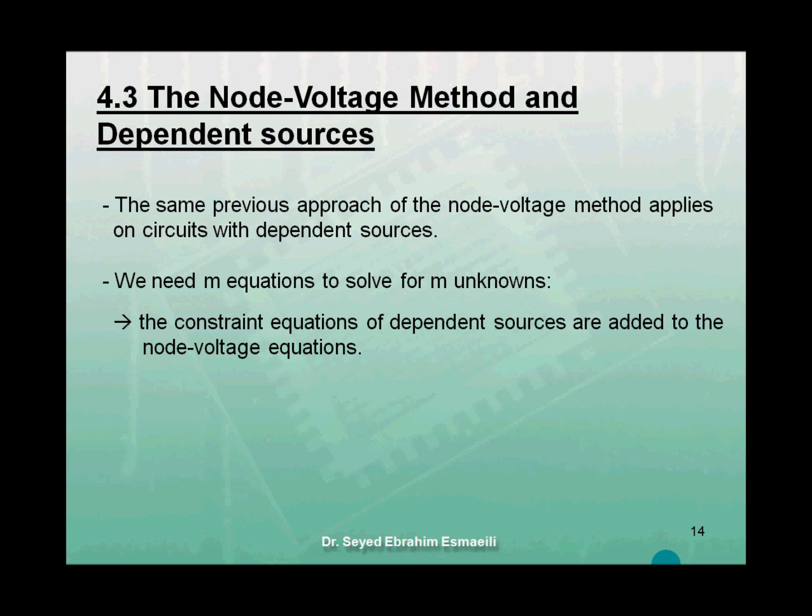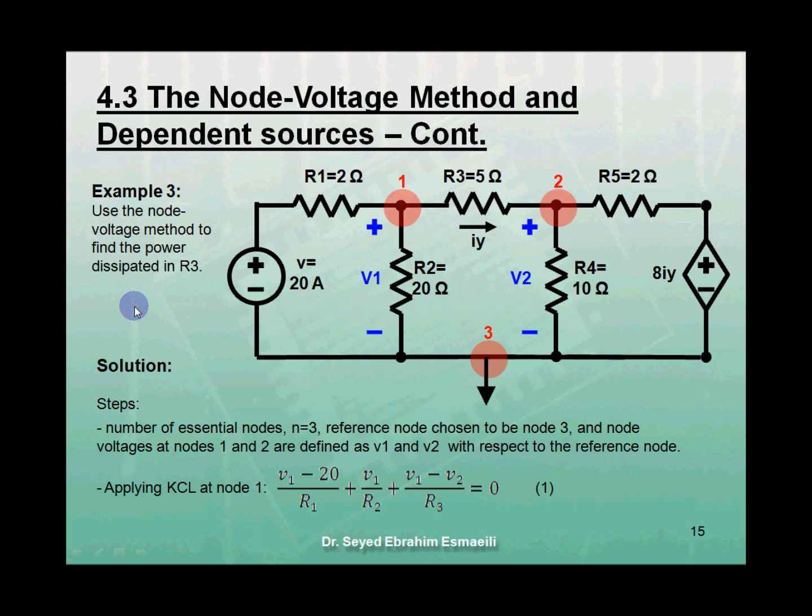The same previous approach of the node voltage method applies on circuits with dependent sources. However, here we need to add the constraint equations of dependent sources to the node voltage equations. In example 3, we need to use the node voltage method to find the power dissipated in R3.